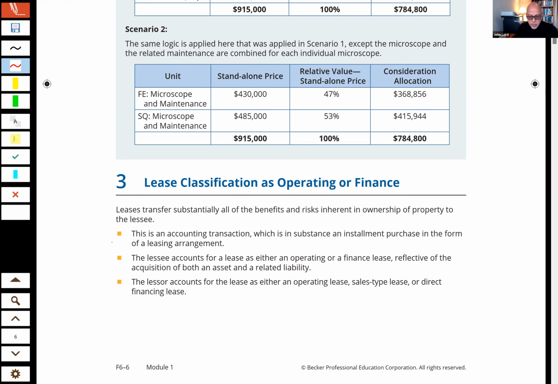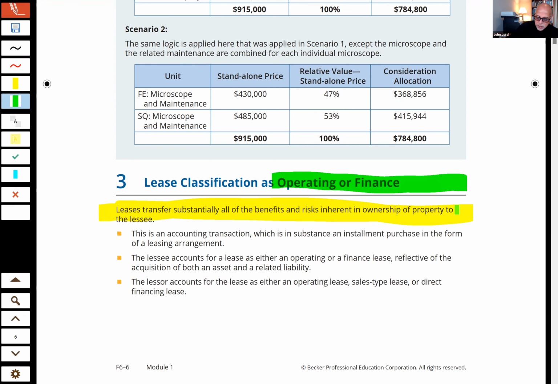Now, when we look at this, they tell us that leases substantially transfer substantially all the benefit and risk inherent of ownership of property to the lessee. So the lessor is the person that's leasing the property to the lessee, but you're pretty much giving them all the risk and rewards associated with that. So we're going to have to put a liability for the lease and an asset for the lease on the books. Okay, and we're going to be seeing that those methods will differ depending on whether it is an operating lease or a finance lease.